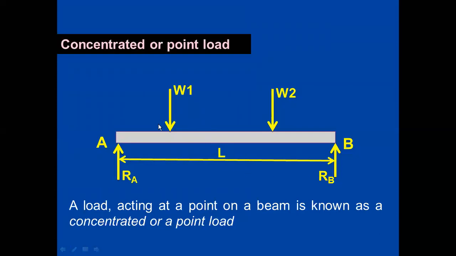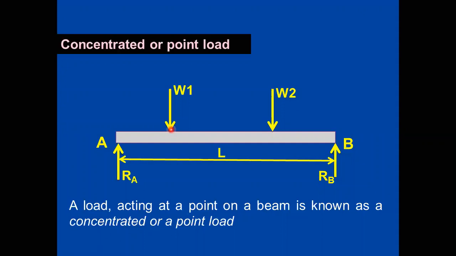Here, whatever load is acting on the beam is acting exactly at a single point. The intensity of W1 has been assumed to be 50 kilonewton, and all of the 50 kilonewton is acting at a single point. Similarly, if you assume W2 is 10 kilonewton, the entire 10 kilonewton acts at a single point. That is called a concentrated or point load. The entire load is acting over a single point, so that's why it is called a concentrated or point load.